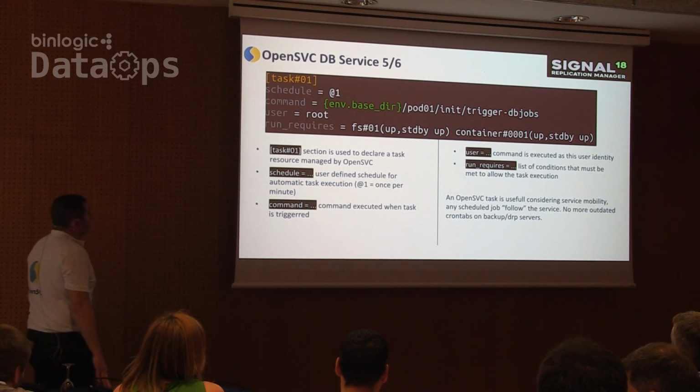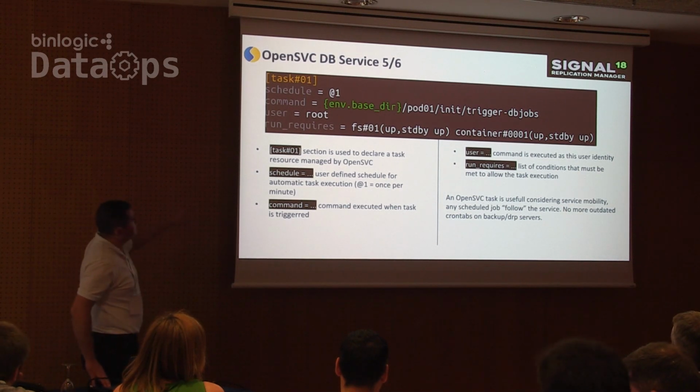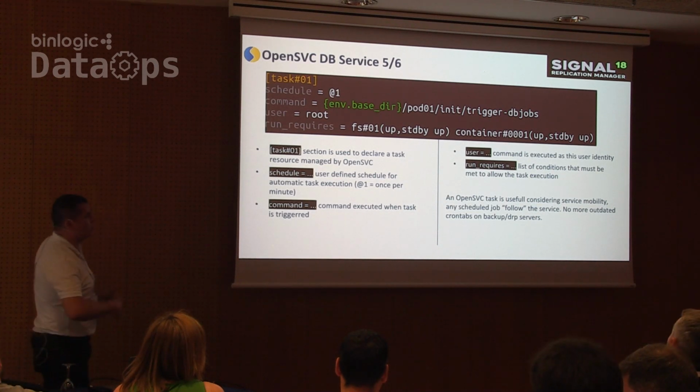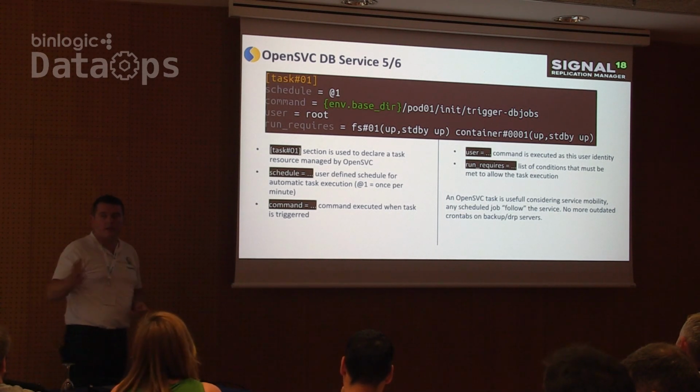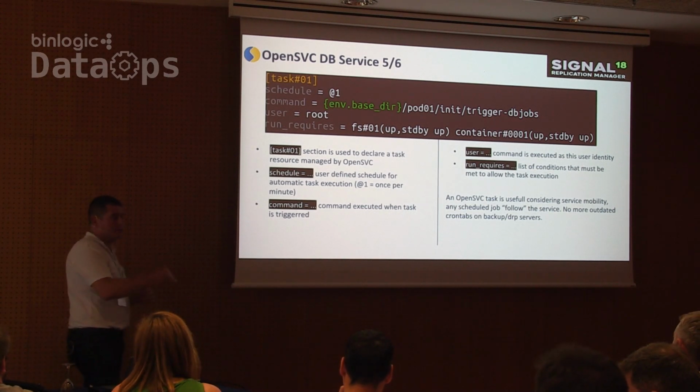Here is a specific object in the service, which is a task. You have a schedule for this task, every hour, every minute, like you want. And you do something: you run a script. Here we trigger the database jobs that are obtained from Replication Manager.